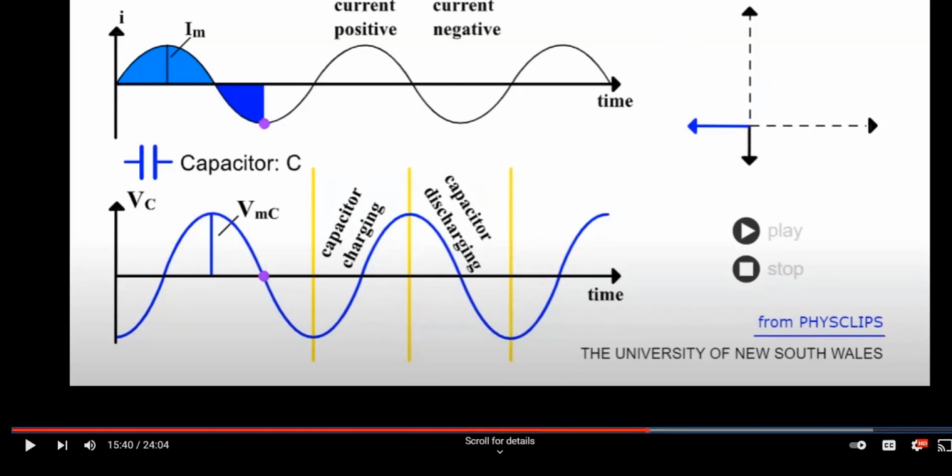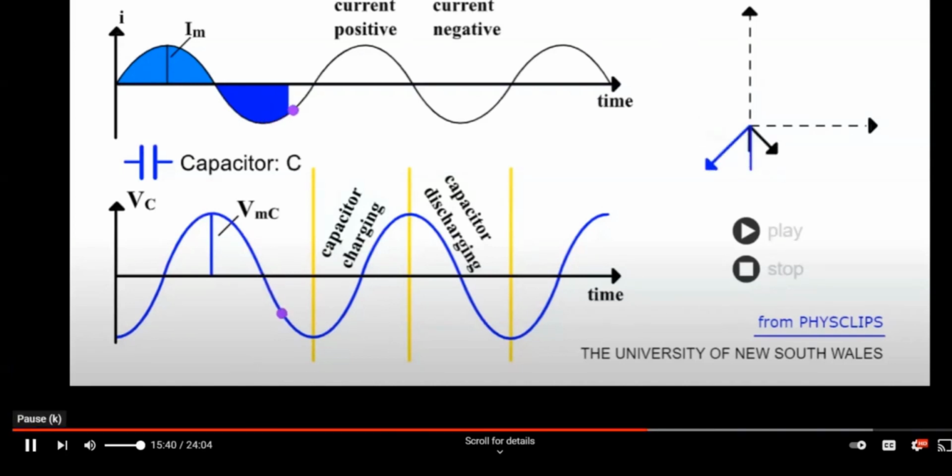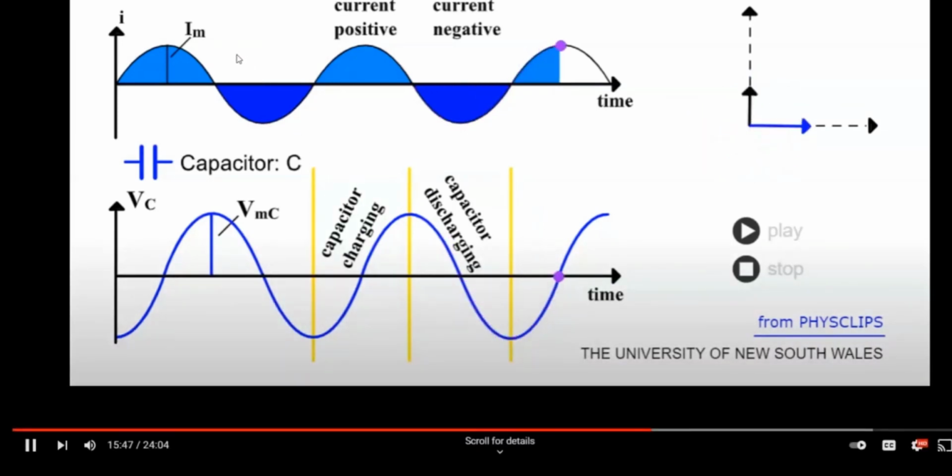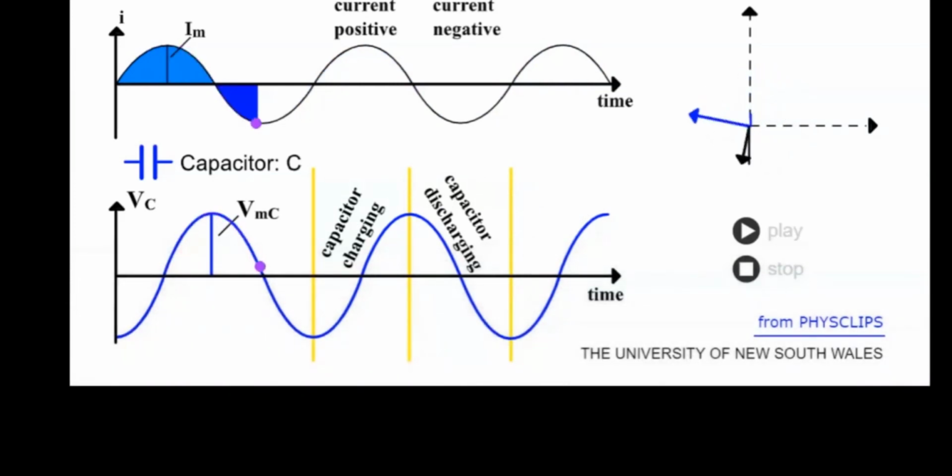So let's take a visual on this. Check this out. Capacitor current and capacitor voltage. Both the phasors are rotating counterclockwise, again, by convention. And you can see that here for the capacitor, the black current phasor leads the blue voltage phasor by 90 degrees.